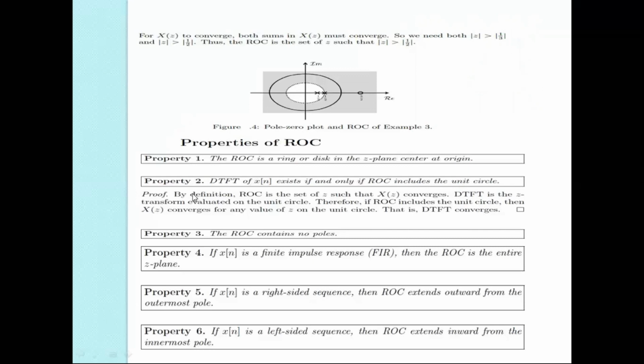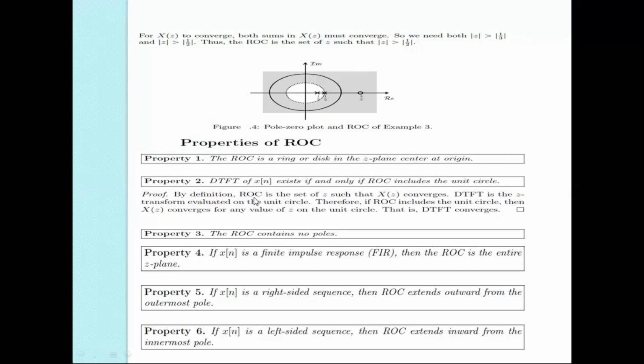Property 2 says that the discrete-time Fourier transform of x(n) exists if and only if the ROC includes the unit circle. When R is equal to 1, the transform becomes a Fourier transform, that too the discrete-time Fourier transform. The discrete-time Fourier transform of x(n) exists if and only if the ROC includes the unit circle.